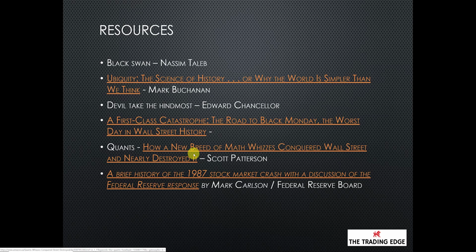Devil Take the Hindmost, great book, talking about some of the world's markets and bubbles. I used that heavily as my reference for the 1929 research. First Class Catastrophe is about the 1987 crash. Quants was the 2007 crash, and A Brief History of the 1987 Stock Market Crash is a really good white paper that you can download for free if you Google it, by Mark Carlson of the Fed.